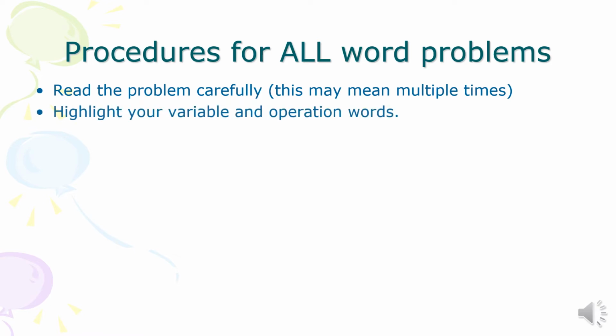From there, I want you to highlight your variable and operation words. Words that refer to a variable or a number, as well as words that refer to an operation. What would be very helpful for you here is the word map that we made with the 5 boxes that have all the words for addition, subtraction, multiplication, division, and equals.